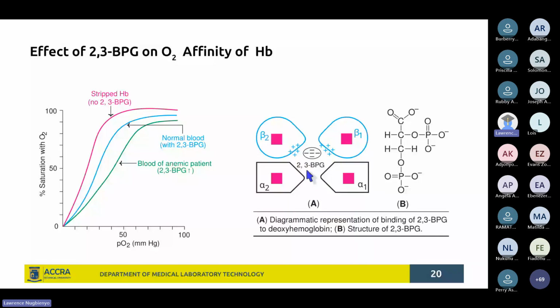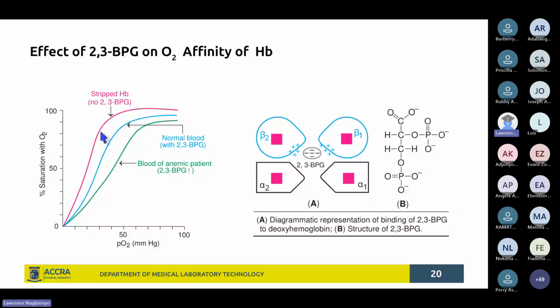And you will see a depiction of the same thing. If you're looking at the oxygen dissociation curve, the blue line is normal hemoglobin having 2,3-biphosphoglycerate, so in normal blood. And if you have, for instance, 2,3-biphosphoglycerate removed, if you have a lesser amount of it, what you see is that the affinity of hemoglobin increases. Because of that, you have saturation of the hemoglobin molecule occurring at a lower partial pressure of oxygen.